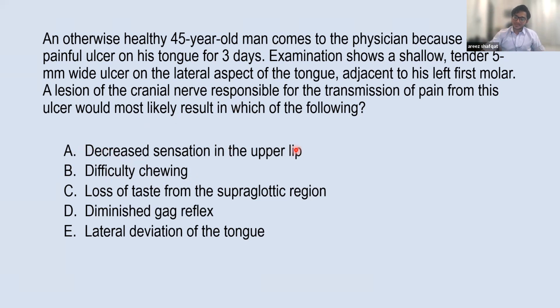Why do you think it's not A? Which nerve is this? Maxillary, exactly. Good. Loss of taste from the supraglottic region would be the vagus nerve. Diminished gag reflex would be 9 and 10, glossopharyngeal and vagus nerve. Lateral deviation of the tongue is the hypoglossal nerve. Sensation to the face, 7? No, 7 supplies motor to the face. The facial nerve has nothing to do with sensory supply to the face. It supplies motor to all of the face, plus taste sensation to the tongue.